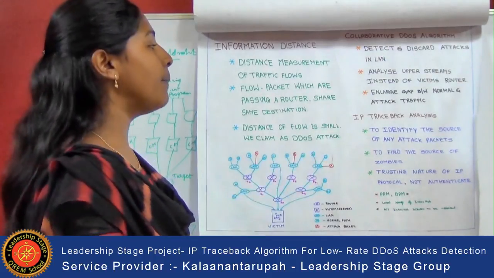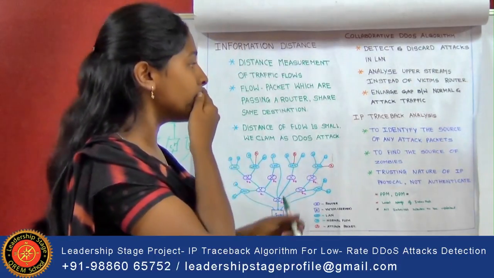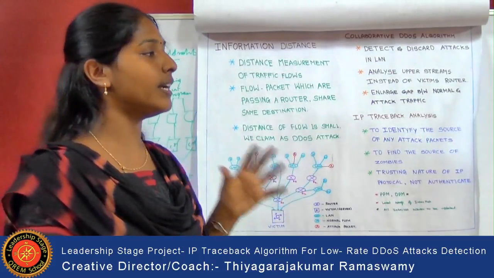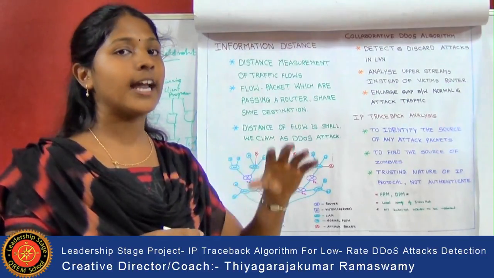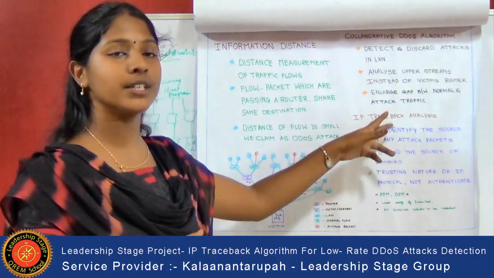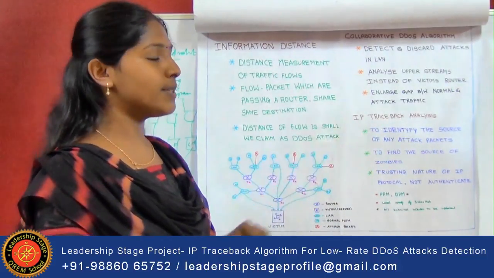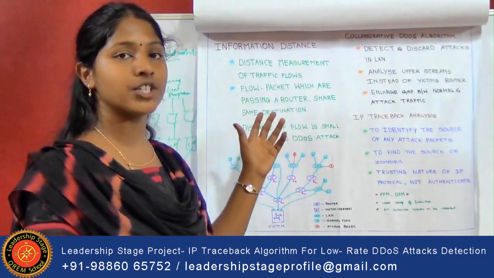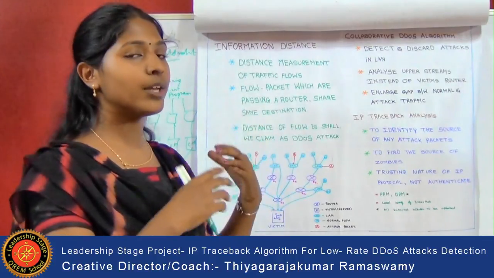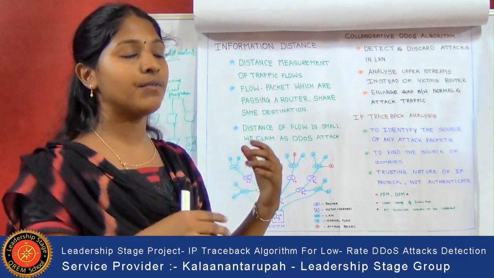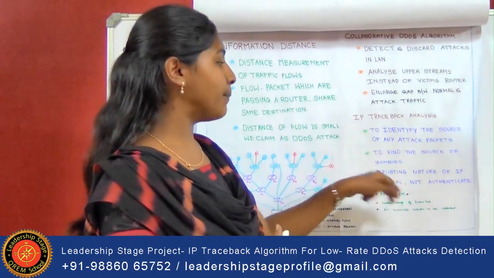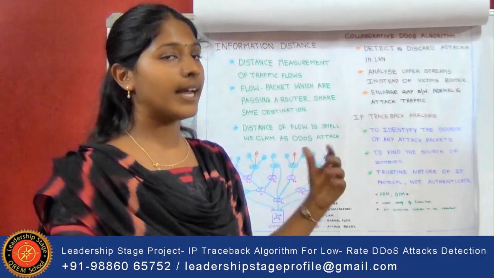Then the final module is IP traceback analysis. Traceback means a normal traceback system should be able to identify the source of the attack packet which is sent across the network. So to identify the source of any attack packet, we use traceback analysis. This IP traceback algorithm forms an effective collaborative detection mechanism. It is also used to find the source of zombies, those who implement the DDoS attack. And due to the trusting nature of the IP protocol, the IP protocol may not be authenticated.